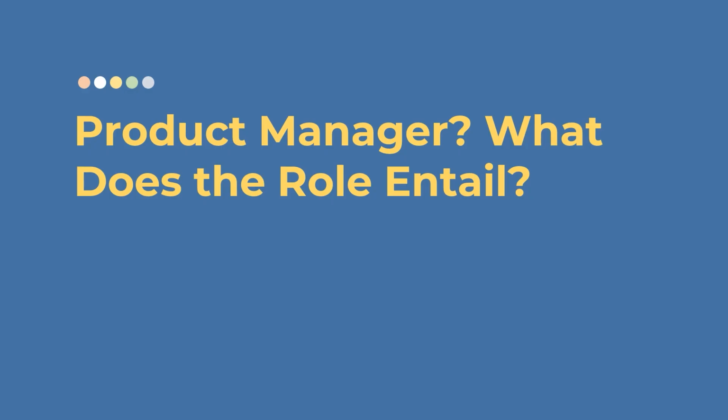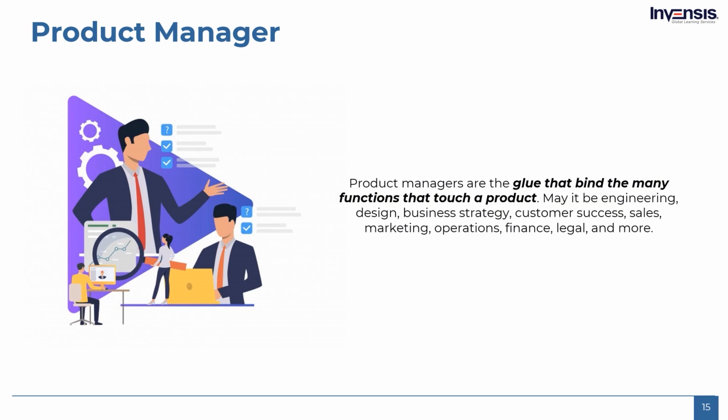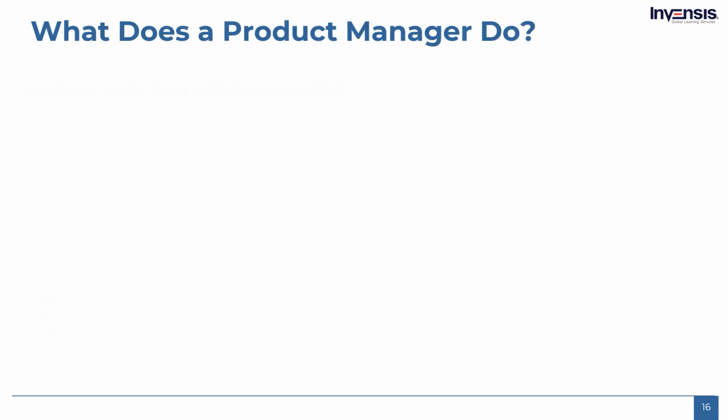So, who does all these things? A product manager. Product managers are the glue that binds the many functions that touch a product: engineering, design, customer success, sales, marketing, operations, finance, legal, and more. They not only own the decisions about what gets built but also influence every aspect of how it gets built and launched. Let me explain that by taking a travel app as a product. For example, there's probably a product manager who is responsible for a few features of the product such as user profile management, search system, booking, and payment.